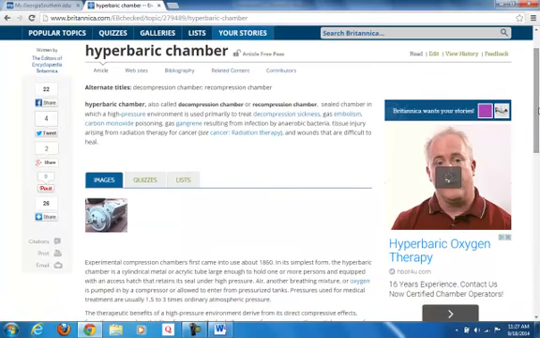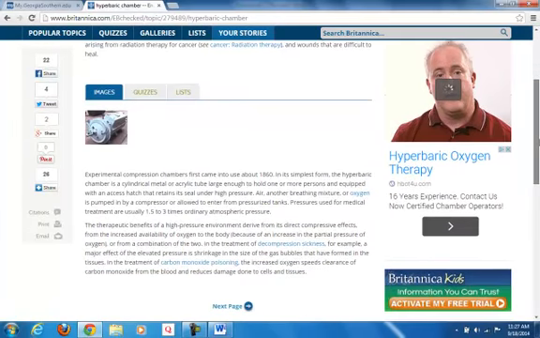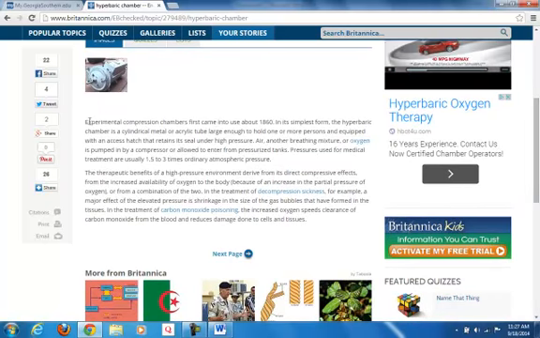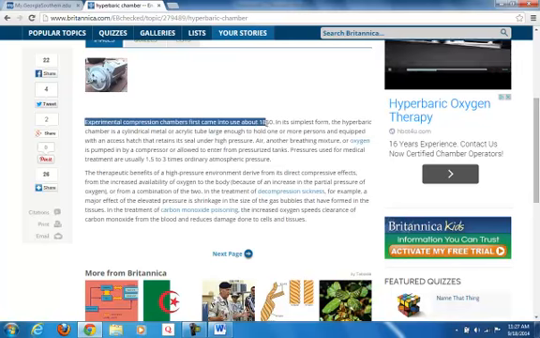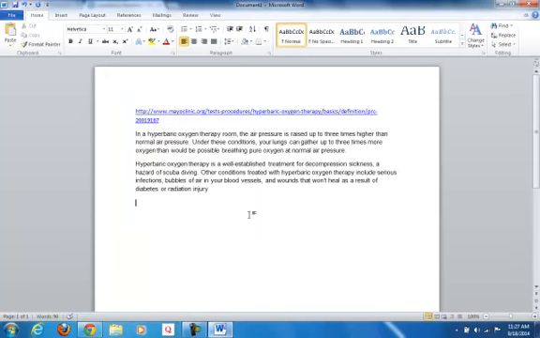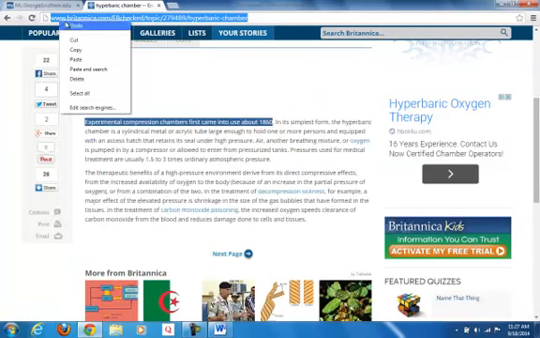So I'm just going to open that up and look down and just see what the Britannica says about it. Well, that's interesting. It came into use around 1860. Definitely want that fact, because the beginning is always a good place to start. So just copying that, pasting it in my Word along with the address up on the top.